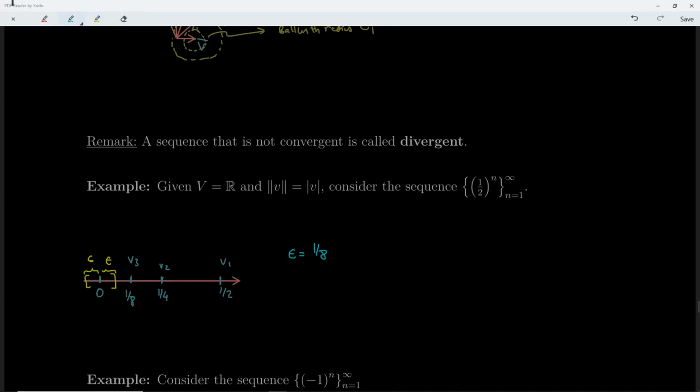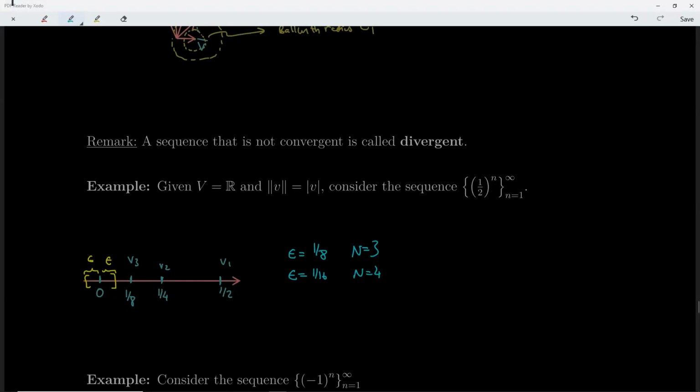So for all small n values greater than n equals 3, the vectors will fall within the epsilon neighborhood of that 0 vector over there, right? So if you tell me epsilon equals 1 over 16, then I can say n is equal to 4. And if you give me any number, I can find an n value greater than that. I can further write that as a mathematical expression, right?